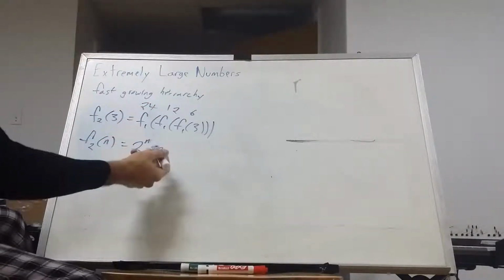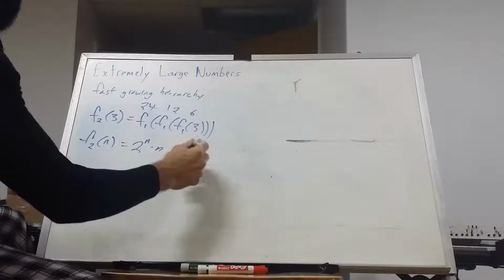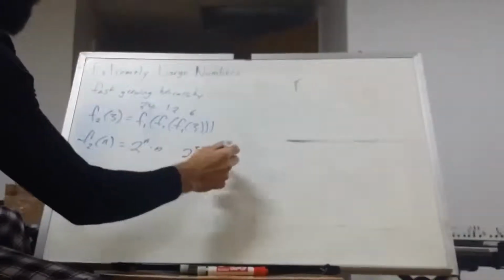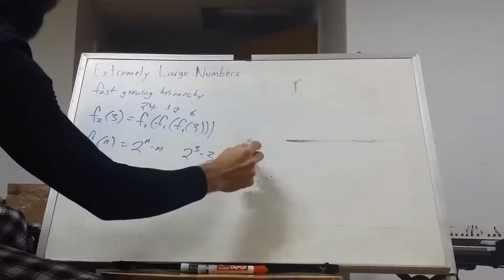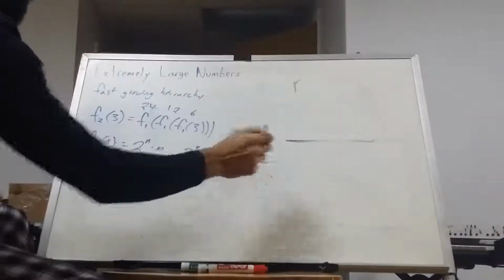So 2 to the power of n times n. In this case, it's 3. 2 to the power of 3 times 3. 8 times 3 is equal to 24. Check. All right, that works.